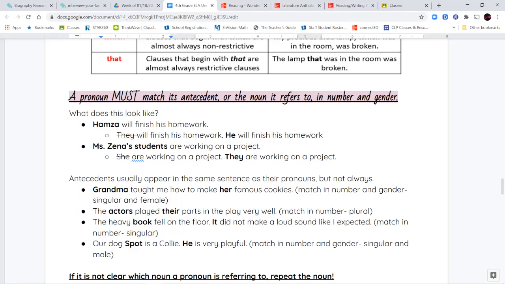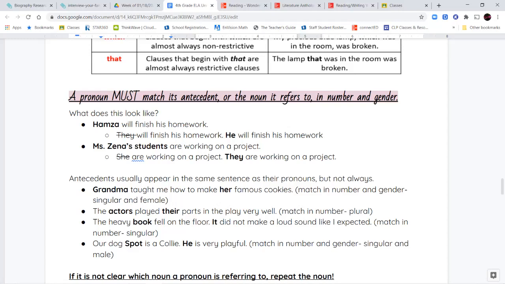Next, I can say the actors played their parts very well. Actors is plural, so I have to use a plural pronoun, "their." So it has to match in number. And when we're talking about plural, we're not talking about gender specifically. We're not talking about a boy or a girl. We're talking about a group.